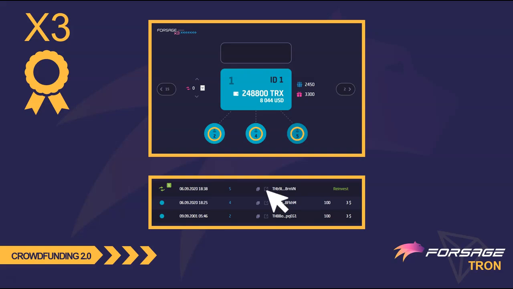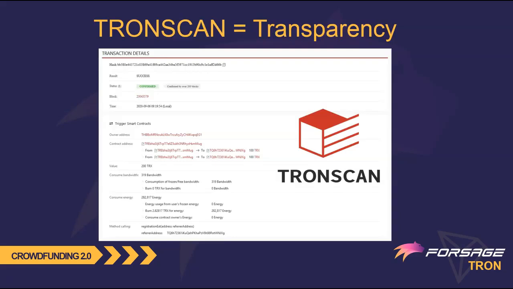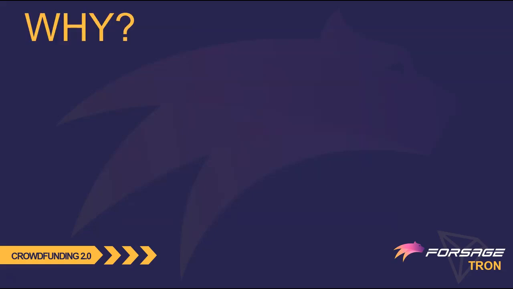If you want to see verified documentation of any transaction, simply click the link next to any contribution wallet address, and you will be taken to TronScan, which resides outside of Forsage, where all Tron transactions are openly recorded. This provides full transparency that every contribution truly is transmitted peer-to-peer, or contributor to campaign, and completely untouched by human interaction. Now you may be asking yourself why.